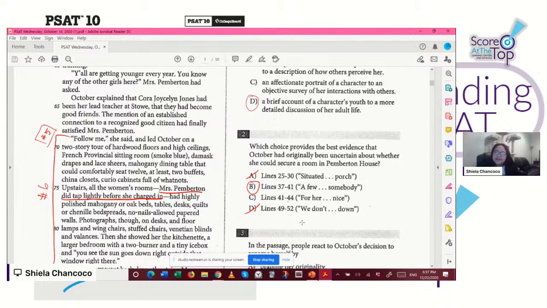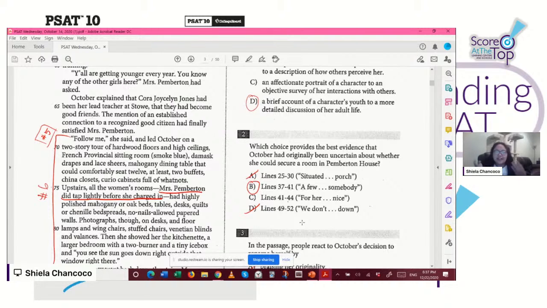Which choice provides the best evidence that October had been uncertain about whether she could secure a room at the Pemberton house? Okay, so I really like these questions because they tell you where to go, right? Like, most of the time you had forgotten already what happened in the passage. So whenever there's a question that has an anchor for me, the anchor here in the question is: when was she uncertain about securing a room, right? So this was probably when she went to the house, right?